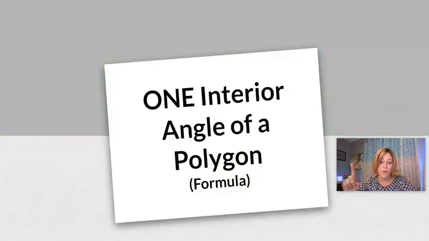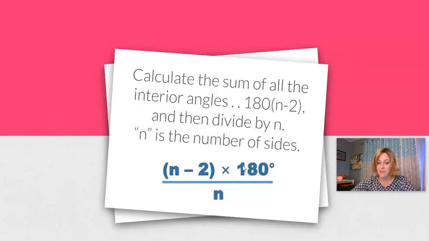If I was trying to find one interior angle of a polygon, and these have to be regular polygons, meaning all the angles are the same, so if I wanted to find one, you would take that formula, n minus 2 times 180, and then just divide it by however many angles you have or sides you have. So it's the same thing as the previous slide, but then divide by n.